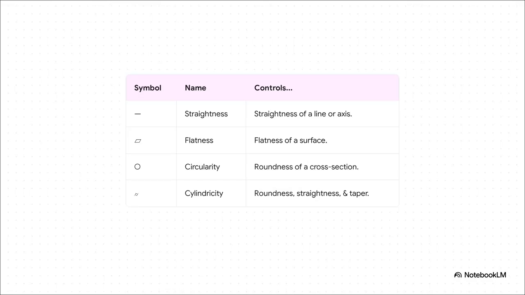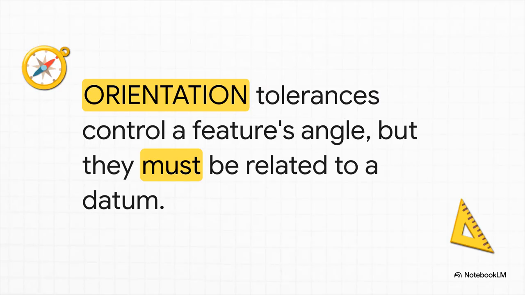So here they are. You've got straightness for lines and flatness for surfaces. Then there's circularity. You'll also hear it called roundness, which just checks a single 2D slice of a feature. But cylindricity, that's the real powerhouse of this group. It's a 3D control that checks the entire surface of a cylinder for roundness, straightness, and taper, all at the same time. Okay, let's move on to the next category.